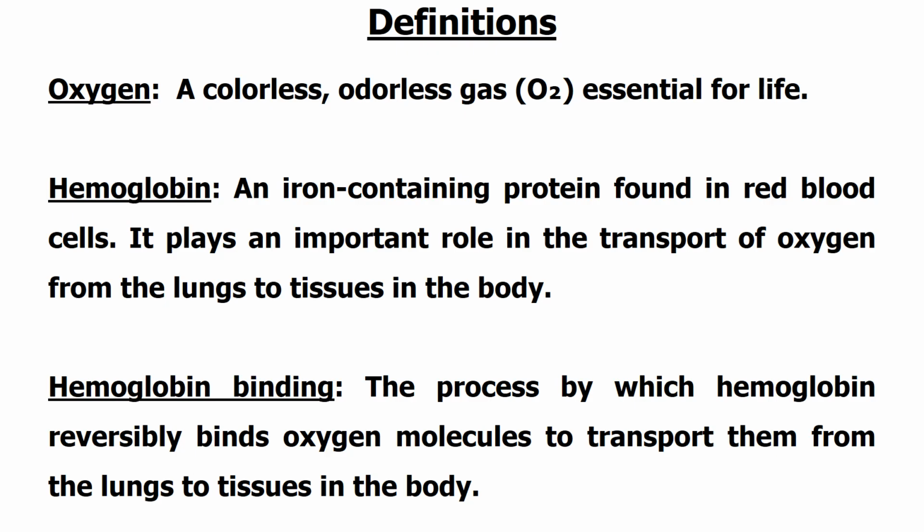Now, before we go into details proper, let's look at definitions of certain terms. We have 3 we'll consider, that is oxygen, hemoglobin, and hemoglobin binding. Oxygen is a colorless, odorless gas that is essential for life. Hemoglobin, on the other hand, is an iron-containing protein found in red blood cells that plays an important role in the transport of oxygen from the lungs to tissues of the body. Now, what is hemoglobin binding? It simply refers to the process by which hemoglobin reversibly binds oxygen molecules to transport them from the lungs to tissues in the body.